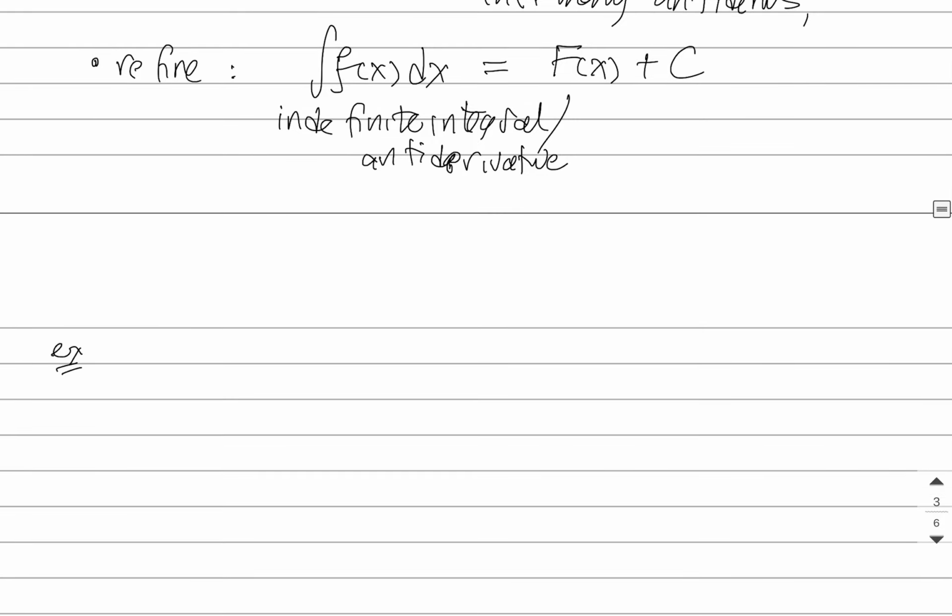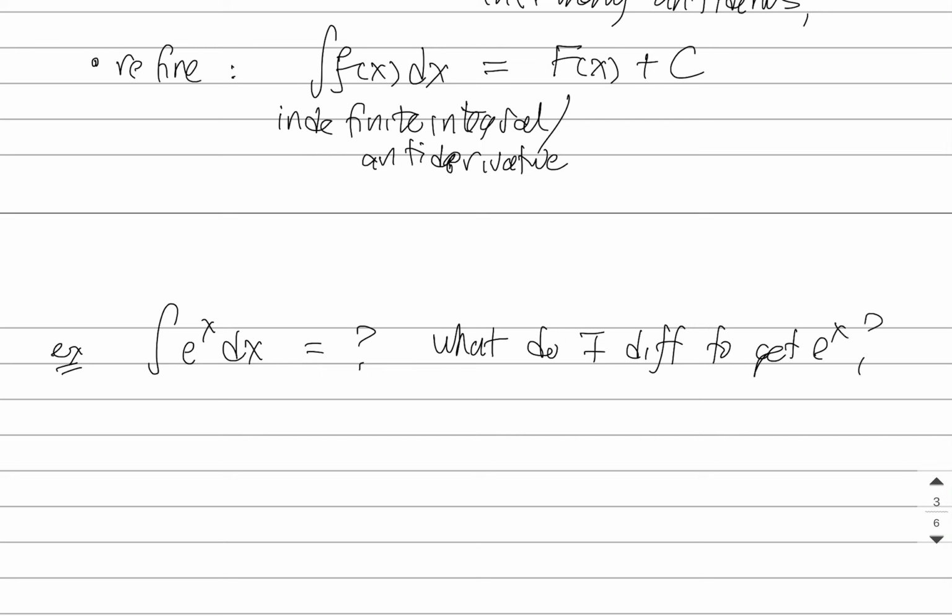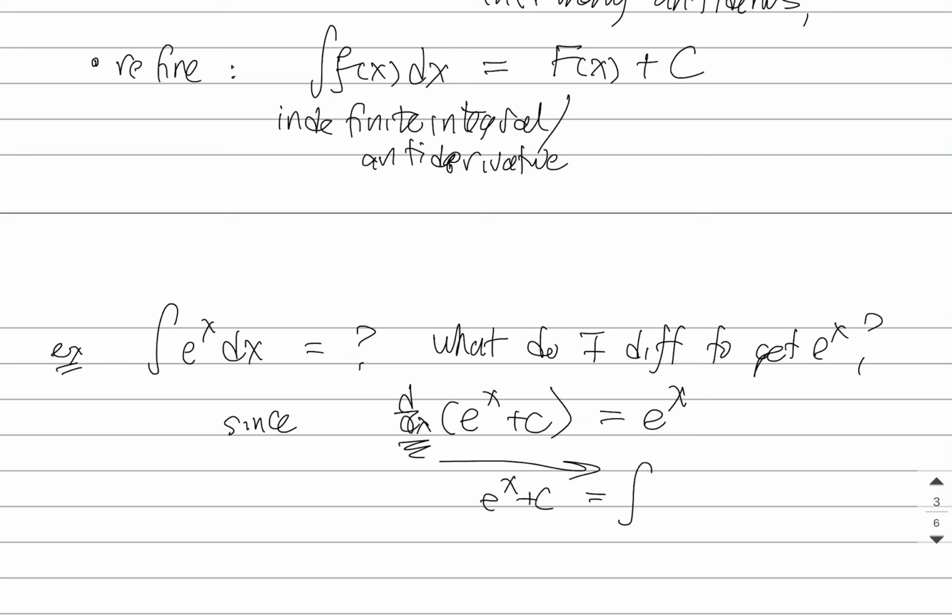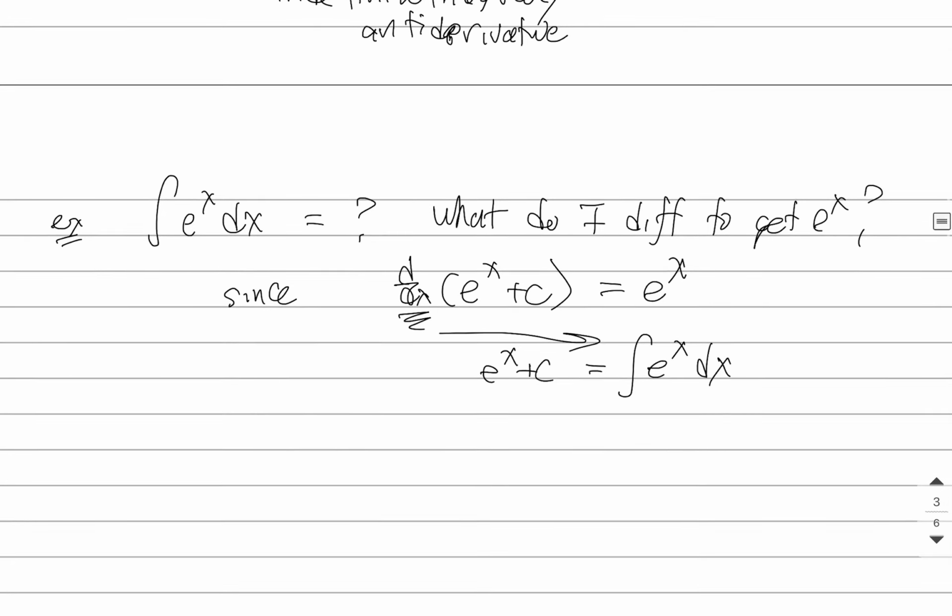Now, once you understand how the game works, you can see that coming up with antiderivatives is really easy. What do I differentiate to get e to the x? That's the question, and it's very easy to answer. Well, since the derivative of e to the x plus any constant is itself, when I switcheroo this, I will get the answer. The antiderivative of e to the x, there isn't just one, there are infinitely many of them. It's e to the x plus c. That's what that indefinite nature means.